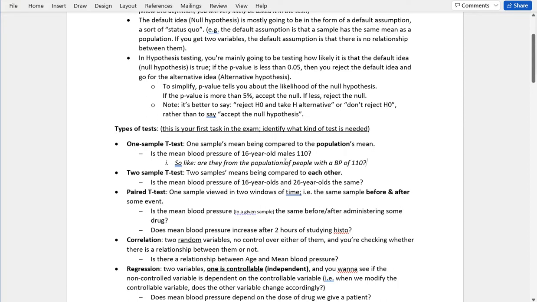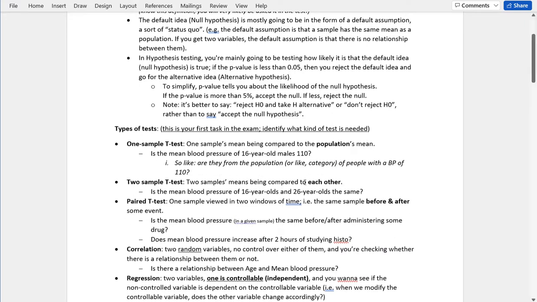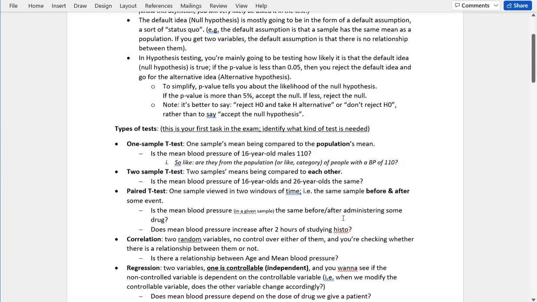Are they from the population, or category? This is a bit ad hoc, but allow it. So are they from the population or category of people with a blood pressure of 110?